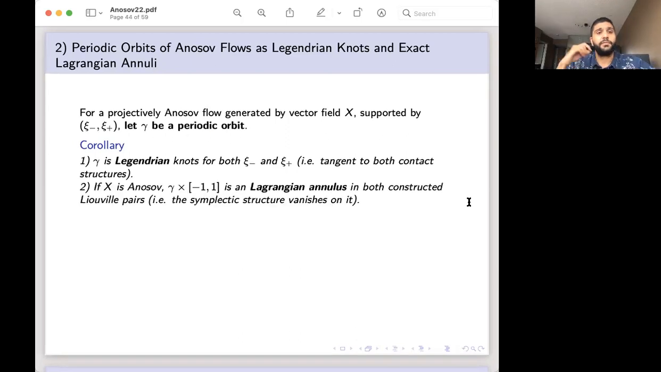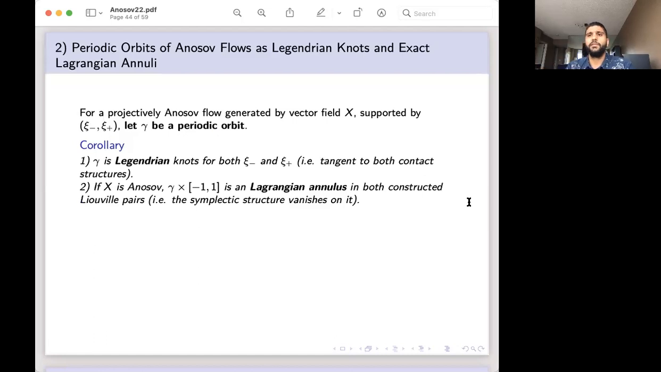And also, when the flow is furthermore Anosov, if you look at basically this periodic orbit times an interval, inside the four-manifolds that I constructed, you can easily say that these are actually exact Lagrangian annuli. They are Lagrangian.